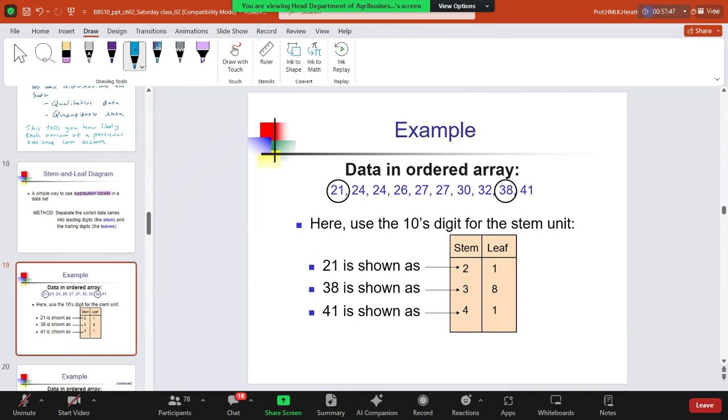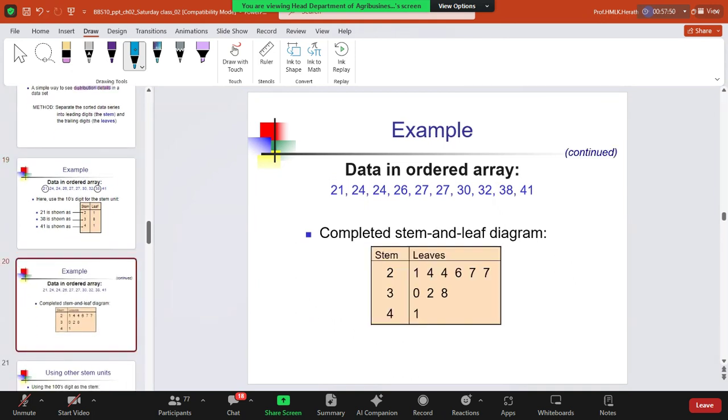Once we have recognized these things, we will put them in a table like this, to summarize the data. We now have 3 first digits, respectively 2, 3, and 4, because we have 20s, 30s, and 40s in the data set. So we have six 20s, three 30s, and one 40.